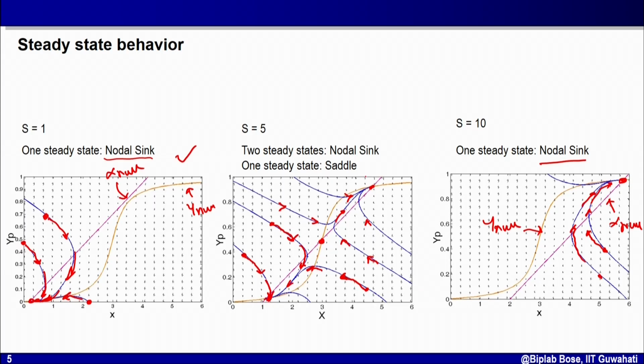So this middle one is a saddle point, and I have two, lower and higher values of steady state, which are nodal sinks. So you can see easily that depending upon S, not only is my number of steady states changing, but their stability behavior is also changing.